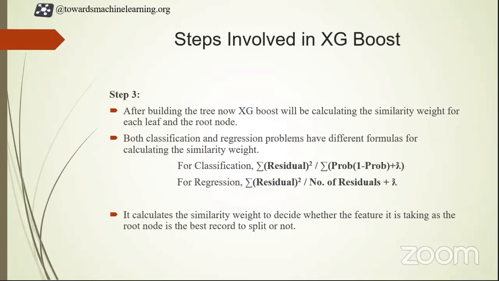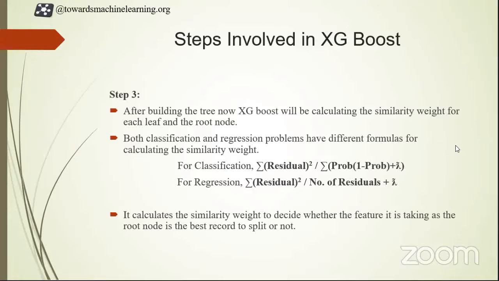So why does XGBoost calculate the similarity weight? XGBoost calculates the similarity weight in order to decide among the number of features we have which feature is the best to split. It decides whether the feature it is taking as the root node is the best record to split or not. That's why it calculates the similarity weight, and that's why XGBoost is better than gradient boost.